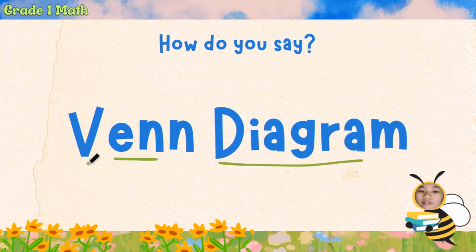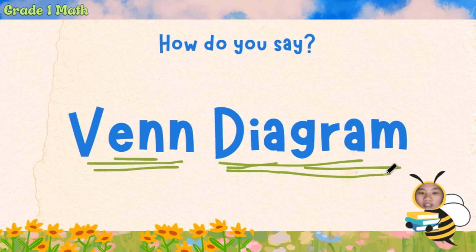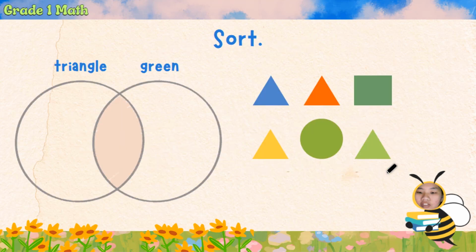Now, how do you say it? It is a Venn diagram. Okay, one more time. Venn diagram. Very good, everyone. Let's move on to our first exercise, okay?